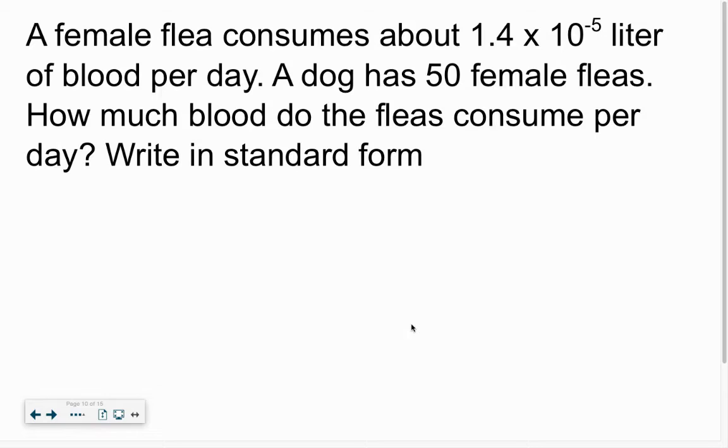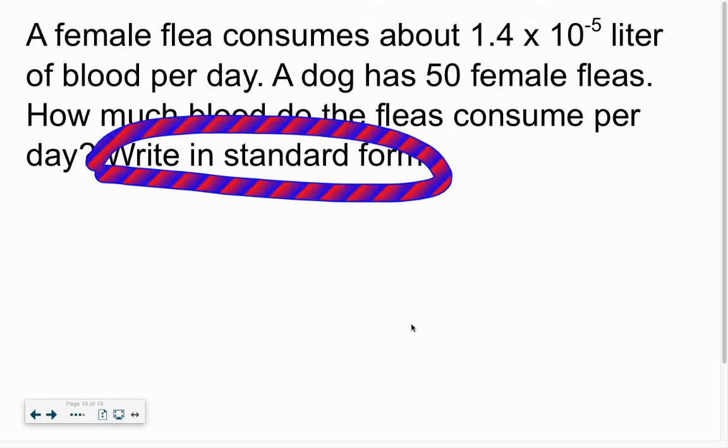A female flea consumes about 1.4 times 10 to the negative 5 liters of blood per day. A dog has 50 female fleas. How much blood do the fleas consume per day? Here's a good thing. When it says write in standard form, I'm going to write that in standard form right away.